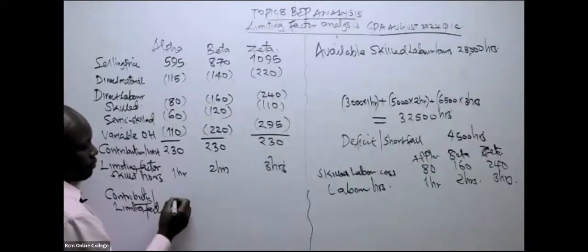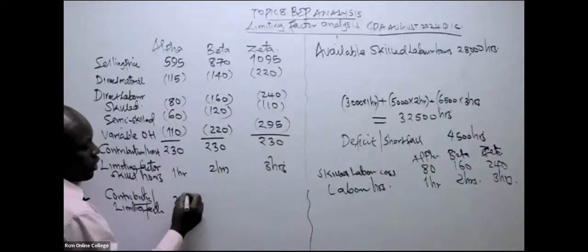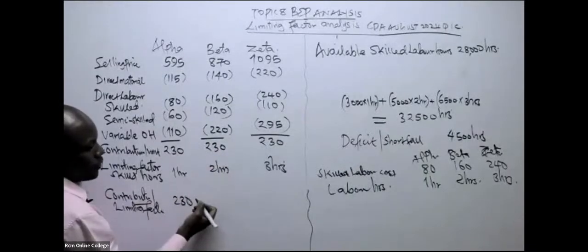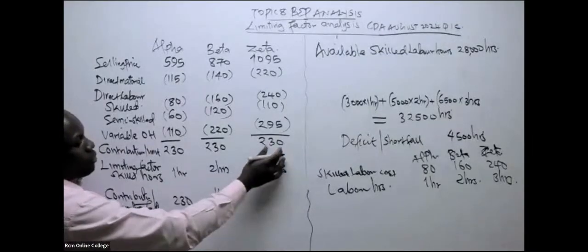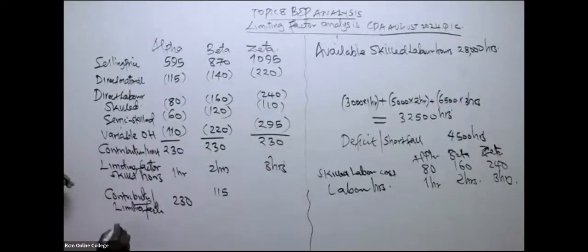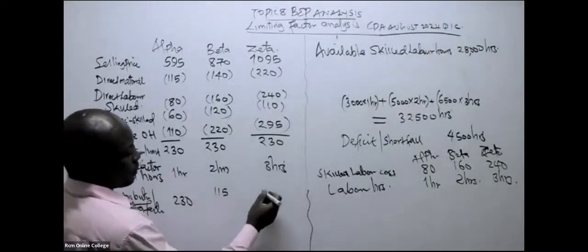It will give us 230. For beta, will it be 115? And for zeta, it will be 230 divided by 3. What do we get for 230 divided by 3? 76.67.